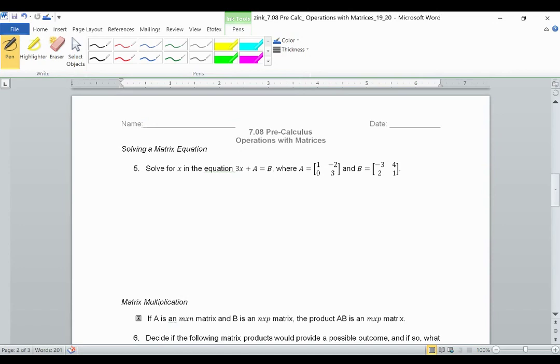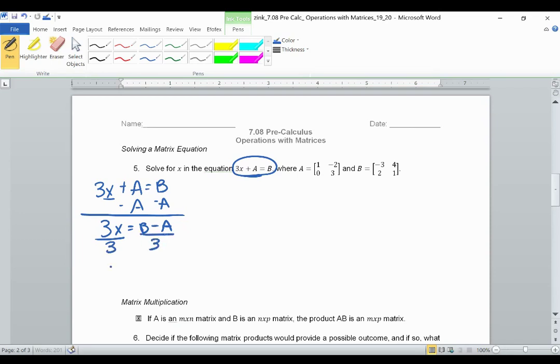Okay, so this one is a little bit different, but the same idea. Solving for x in this given equation. First thing I'm going to do, off to the side here, is solve for x. So 3x plus a equals b. I'm isolating x, so I'm going to subtract a from both sides. So I get 3x equals b minus a. Now I'm going to divide by 3 on both sides.